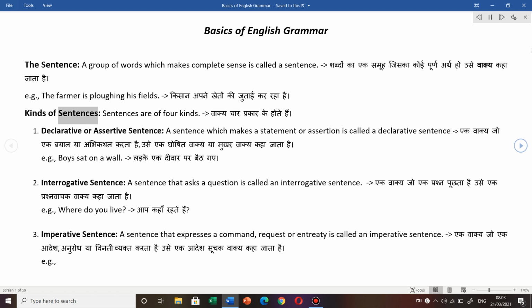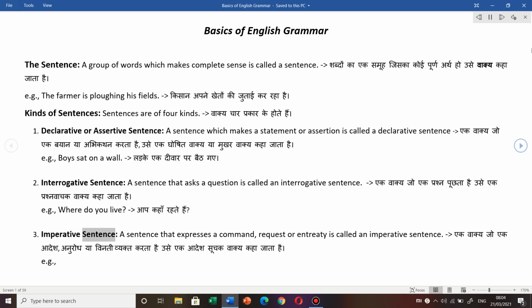Kinds of sentences. Sentences are of four kinds. Declarative or assertive sentence. A sentence which makes a statement or assertion is called a declarative sentence. For example, boys sat on a wall. Interrogative sentence. A sentence that asks a question is called an interrogative sentence. For example, where do you live?